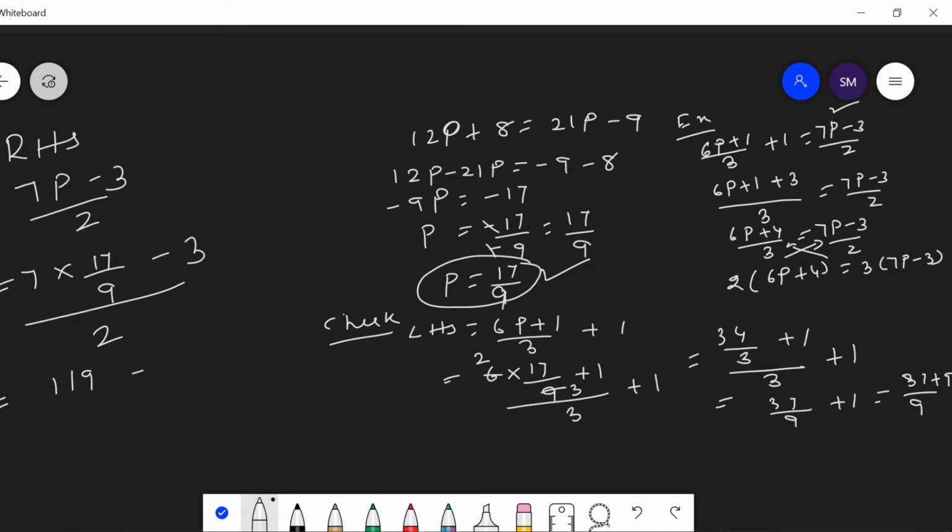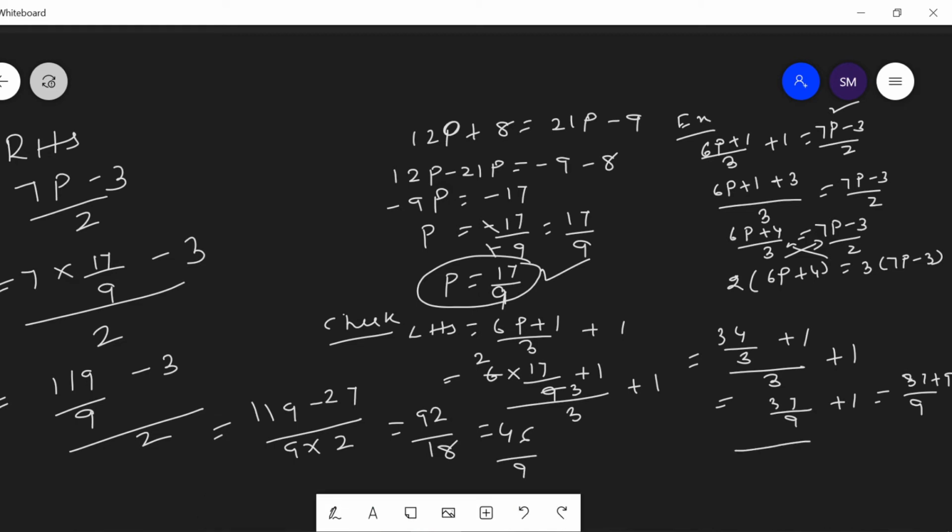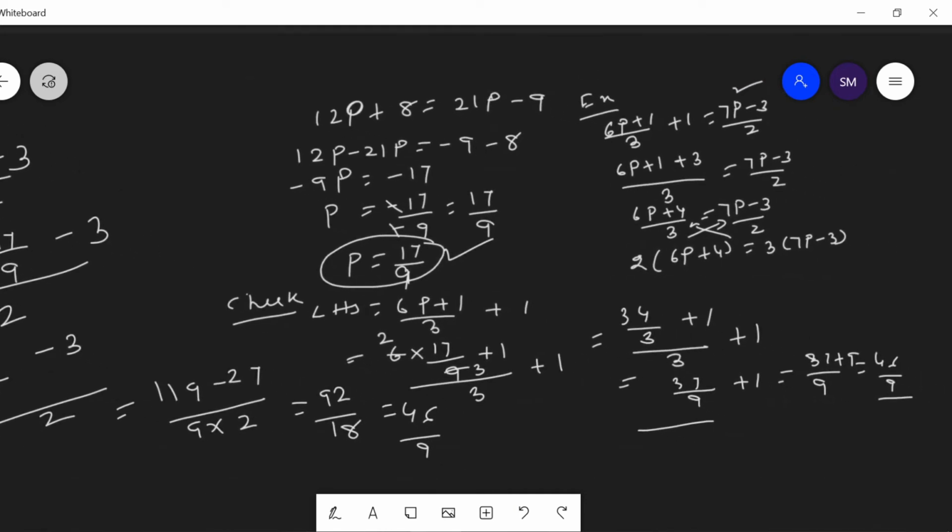minus 3 upon 9 upon 2, which is equal to 119 minus 27 upon 9 into 2, which is equal to 92 upon 18. Then when we cut it by 2, we simplify and get 46 upon 9. Yes, this is the RHS.